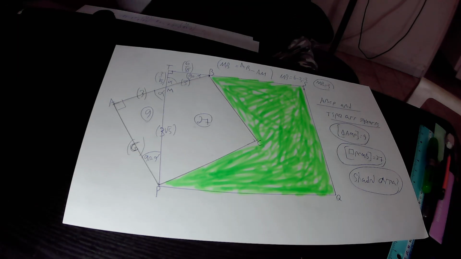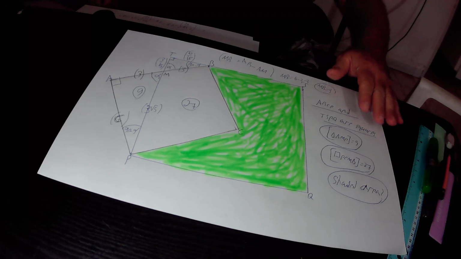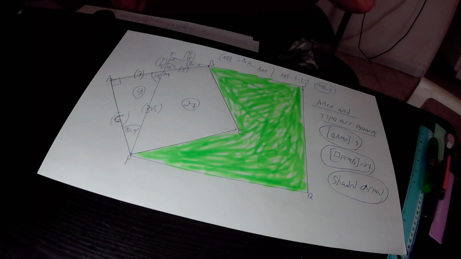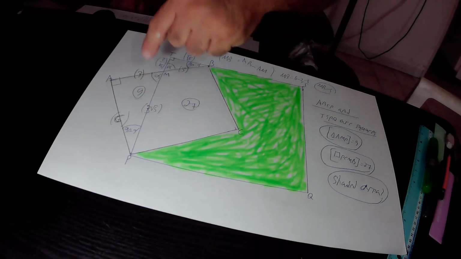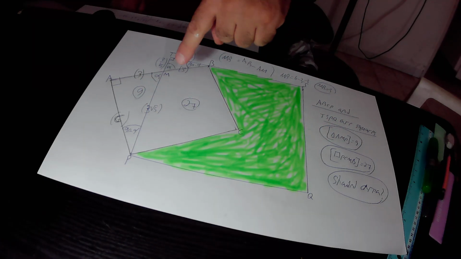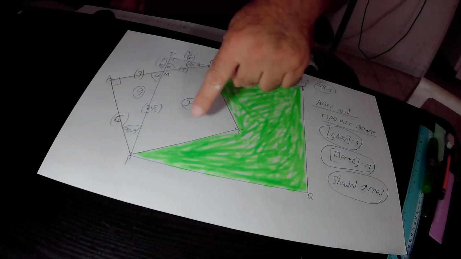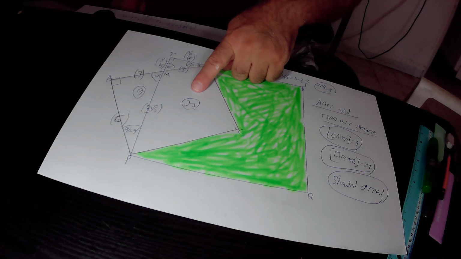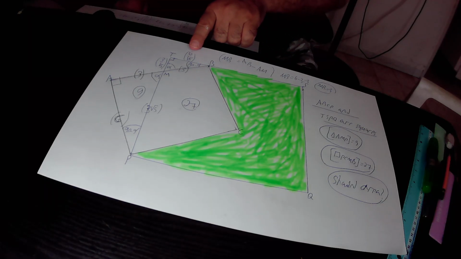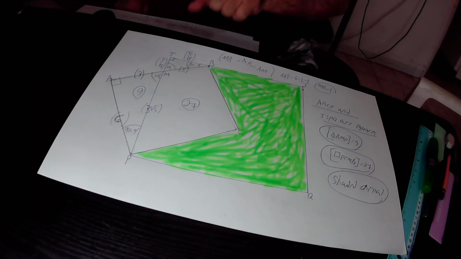Our task is to find the area of this green shape. So what is the area of the green shape? The area of the green shape equals the area of the big square TSQP minus the area of this quadrilateral MBCP, which is 27 square units according to what is given in the question, minus the area of this small right triangle TBM.